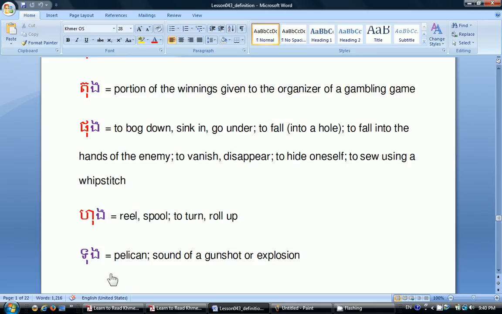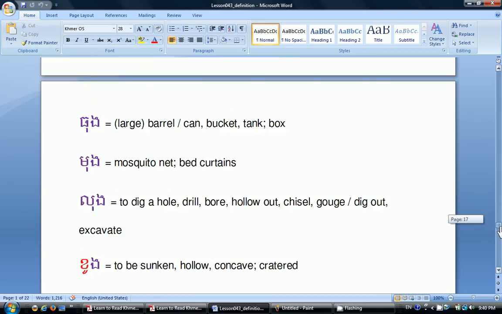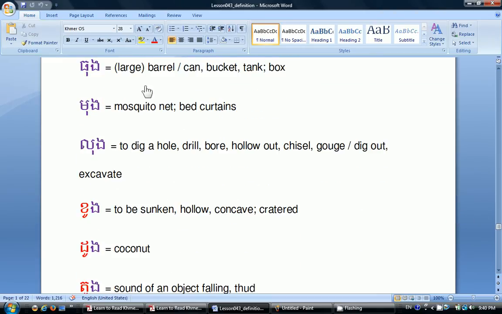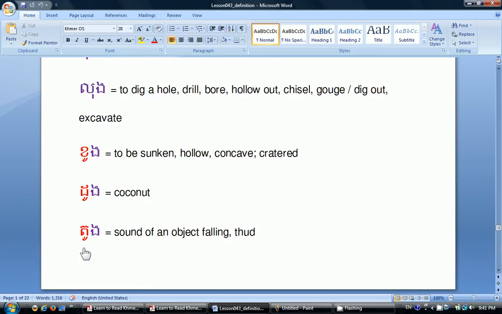Dong means pelican or sound of a gunshot or explosion. Tong means a large barrel, can, bucket, tank, or box. Mung is mosquito net or bed curtains. Long means to dig a hole, drill, bore, hollow out, chisel, gouge, dig out, or excavate. Kong means to be sunken, hollow, concave, or crater. Dong means coconut. Dong means sound of an object falling or thud.